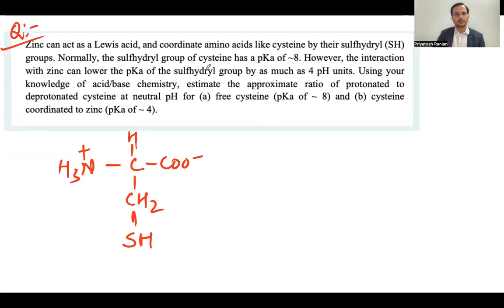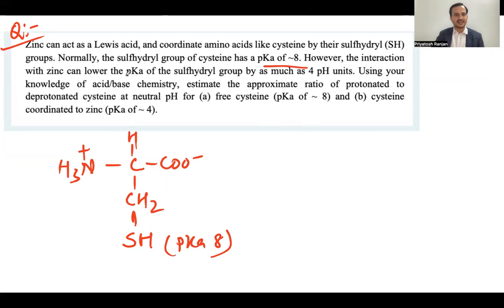Normally, the sulfhydryl group of cysteine has a pK given. I hope you all are familiar with the pK. The easiest way to calculate pK is the negative log K. K is the acid dissociation constant. The stronger acids have higher K and thus lower pK.